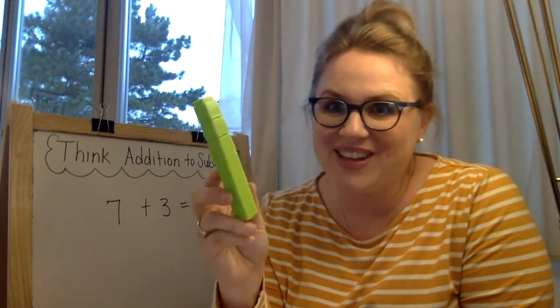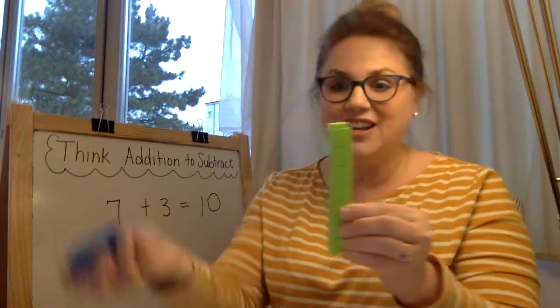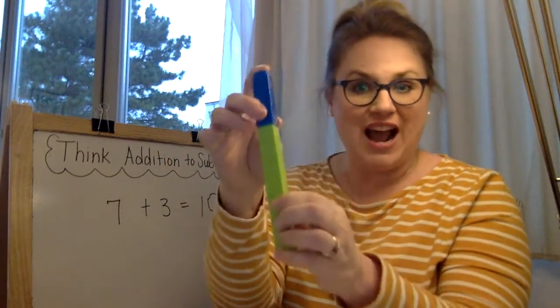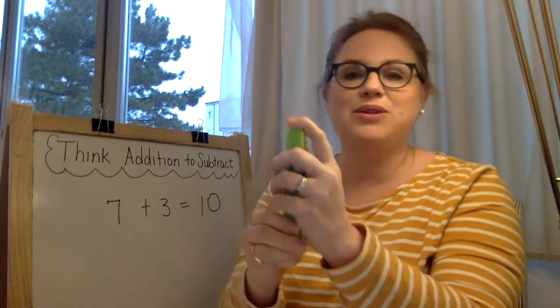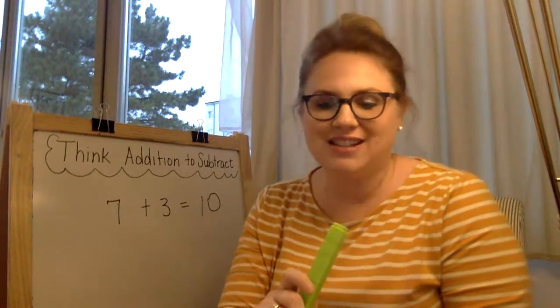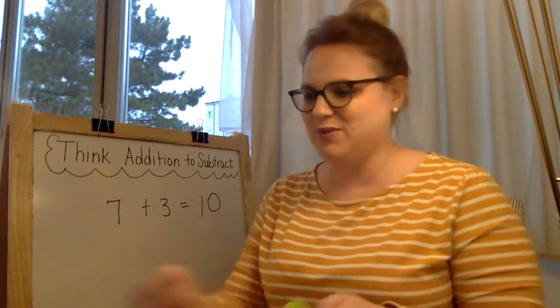If you said 7, you are right, because you know that she had 7, she got 3 more, so now she has 10. So if she has 10 and we take away 3 to give to the friends, that would leave the 7 that she started with. Good job. So what you just did was you used addition to help you solve a subtraction problem, okay?